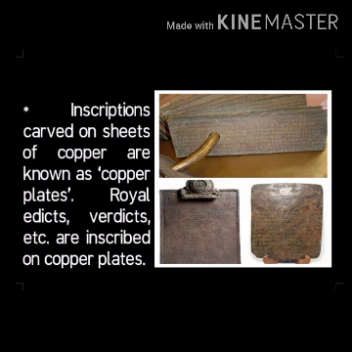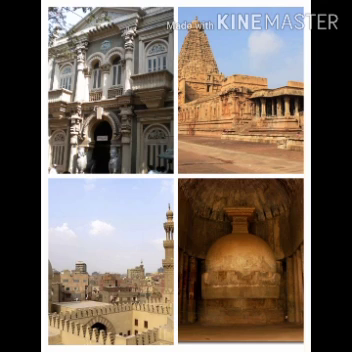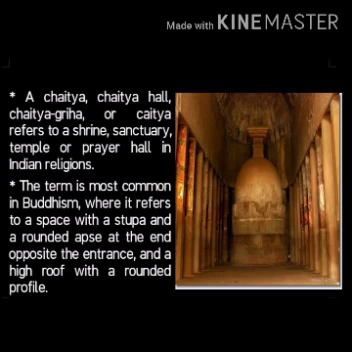kingdom through these inscriptions. These are some more material sources of medieval Indian history: temples, church, mosque, agyaris, gurudwara, ornaments, toys, implements, musical instruments, chaityas, viharas, etc. A chaitya is a Buddhist or Jain shrine including a stupa. In modern text on Indian architecture, the term Chaitya Griha is often used to denote an assembly or prayer hall.